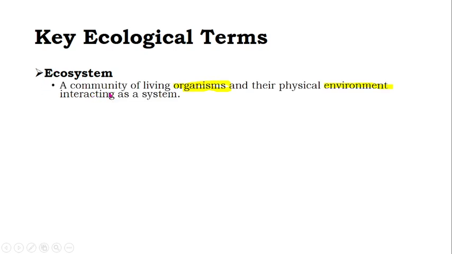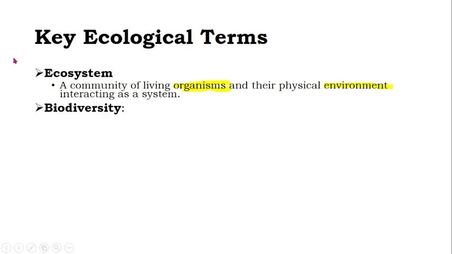So let's have a look. Ecosystem, as I have said, is a community of living organisms and their physical environment interacting as a system. So when they ask you what is ecosystem, sir, ecosystem is community plus environment. You are done. Thank you.